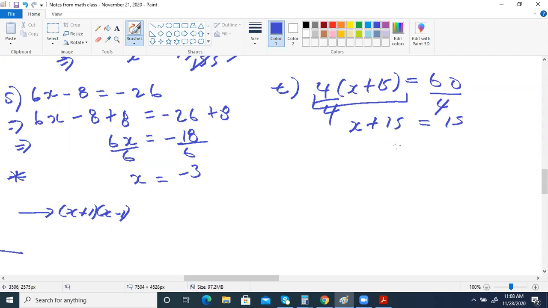So when you do this now, you subtract 15 from both sides, what do you get? You'd have x equals 0. That's it. So x plus 15 minus 15, x is equal to 0. Lovely. And you can see that in the answer. Look at this, if x is 0, 4 times 15 is 60. So x definitely has to be 0.